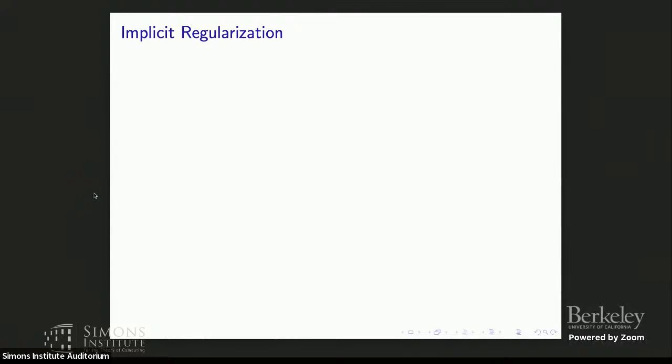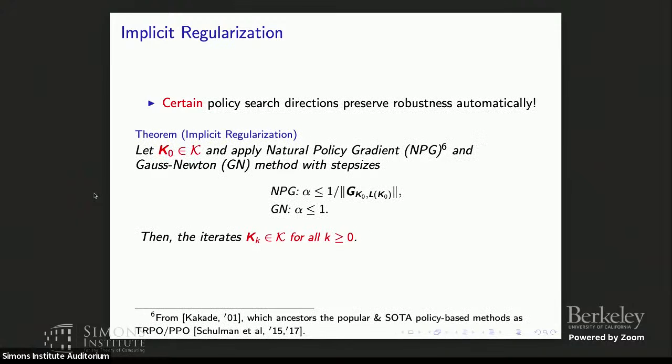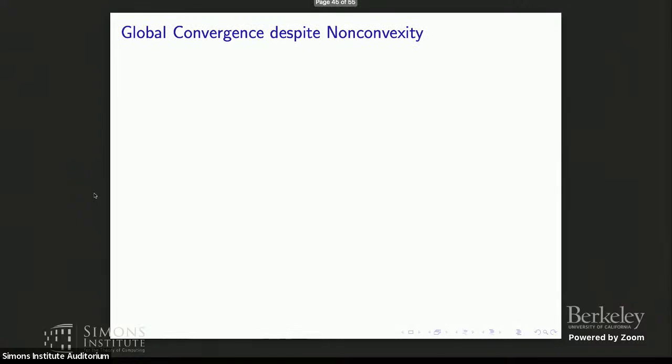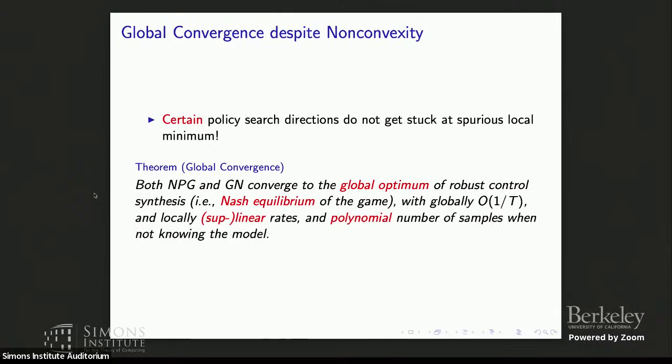And interestingly, what we can show is that certain policy search directions preserve the robustness of the controller automatically, something we call implicit regularization, in the sense that these certain policy search directions can regularize the robustness of the controller during learning, even if you are using a constant step size. Also, we show that despite the non-convexity of the problem, certain policy search directions will not get stuck at a spurious local minimum. They will converge globally to the global optimal solution of this robust control problem, which corresponds to the Nash equilibrium of the linear quadratic game, with a globally sublinear rate and a locally superlinear rate.